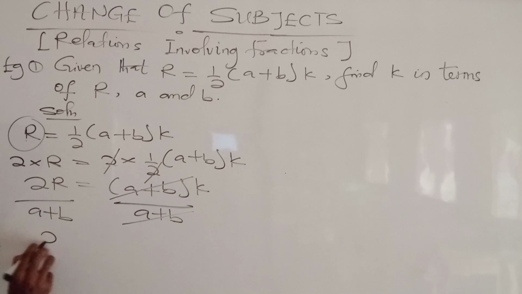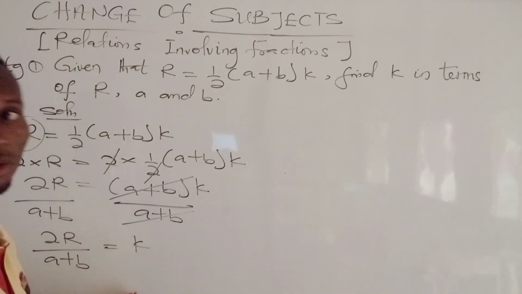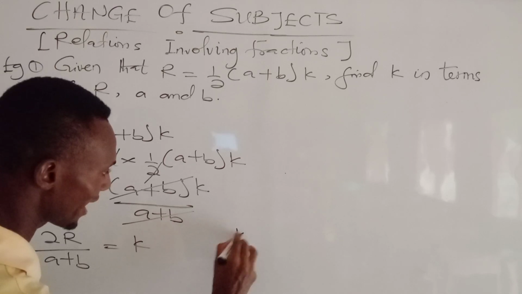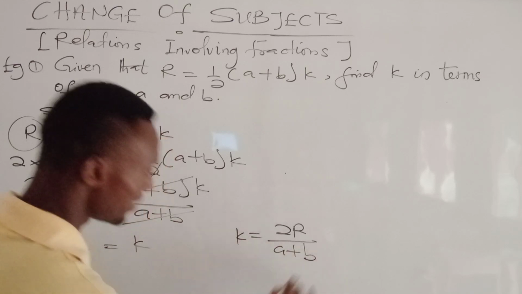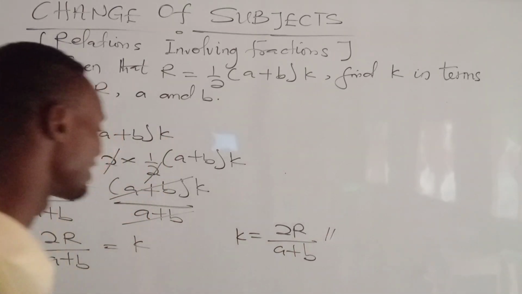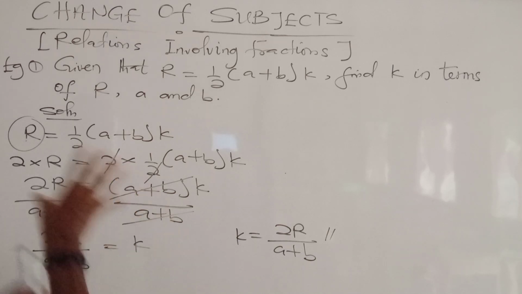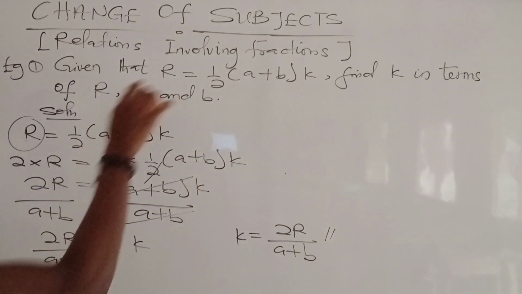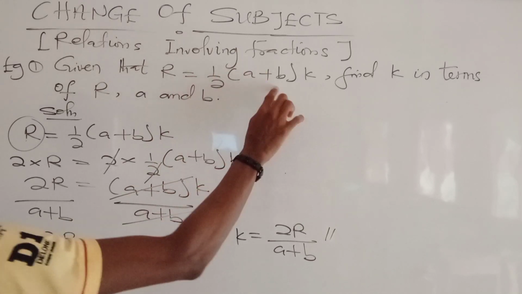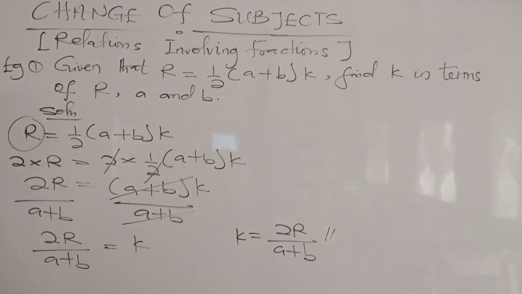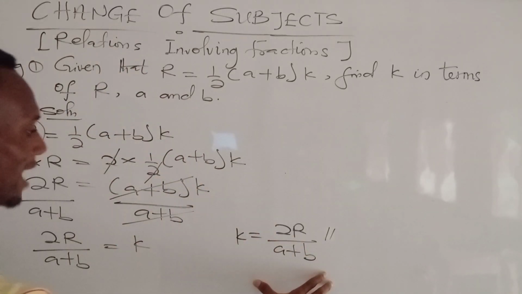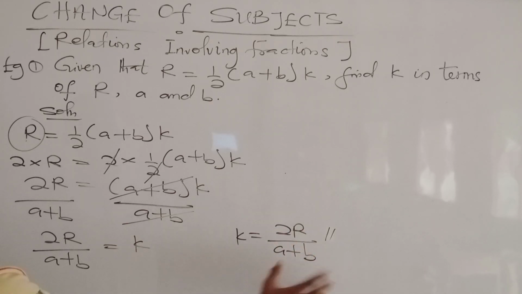So what we have left is 2r over a plus b equals k. I hope you understand. We can rewrite it well as k equals 2r all over a plus b. This is our final answer for making k the subject from the given relation, which is r equals 1 over 2 into bracket a plus b multiplying by k. To make k the subject, this is the process that you need to go through, and we have our final answer, which is k equals 2r all over a plus b.